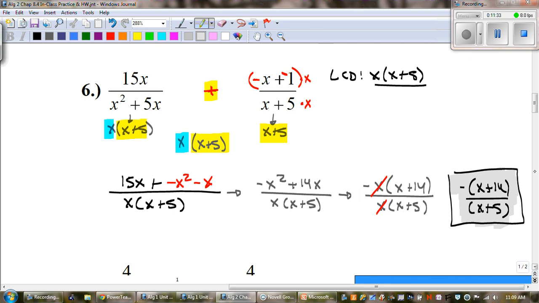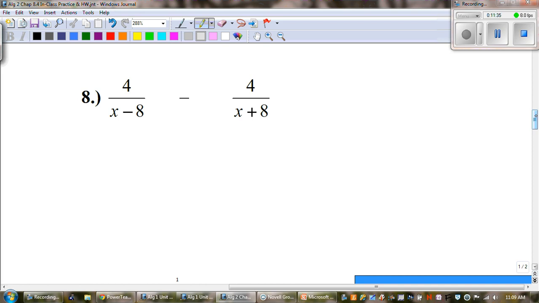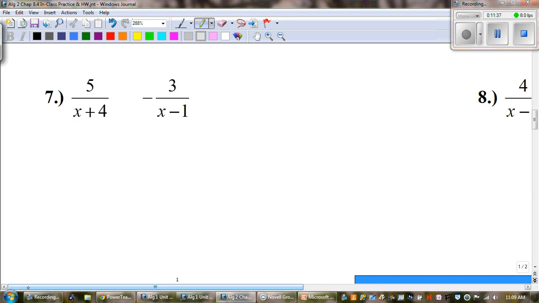All right, only a couple more. So for number 7, right away, a couple things I notice. I see subtraction. We're going to change that to plus, and that's going to be a negative 3. When we find our LCD, since I can't factor anything, it's just going to be a combination of x plus 4 and x minus 1.